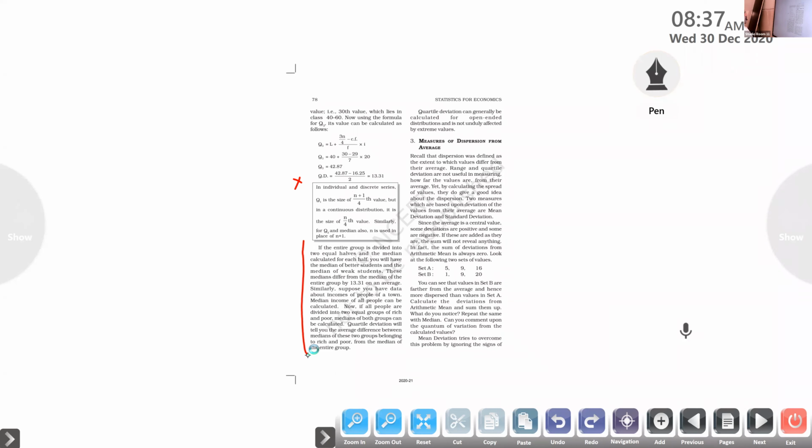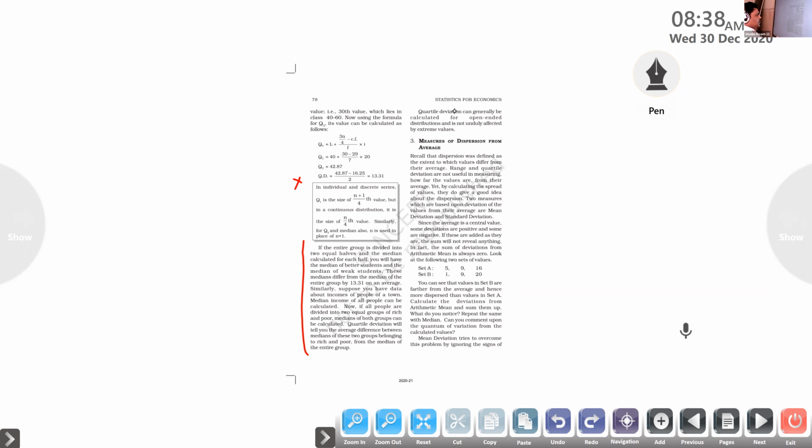If the entire group is divided into two equal halves and the median calculated for each half, you will have the median for the better students and the median of the weak students. So we discussed how to find the quartile deviation, not mean deviation. That is useful to find the difference between the lowest one and the highest one, so we are able to find the basic difference between these numbers.